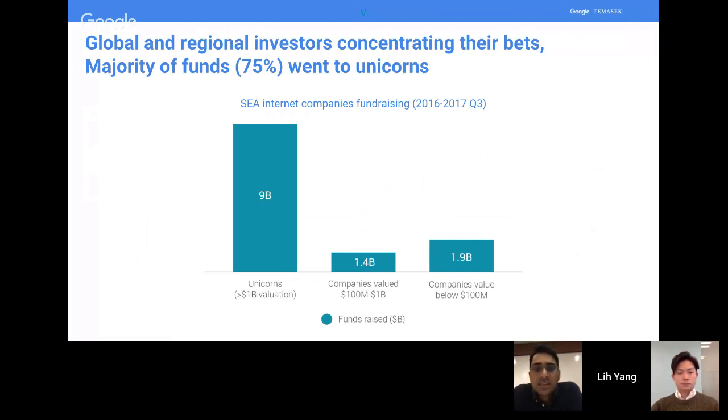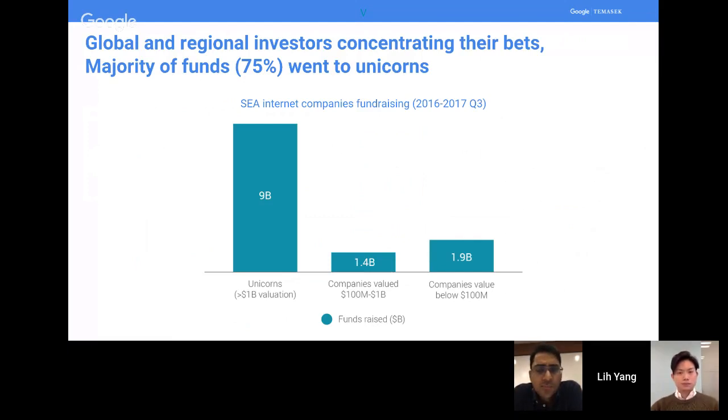But you can still see that the lion's share of investments go to unicorns because these are the companies which have already proven with their models that they are relevant to the region. Users want to get onto the services, and it's a very virtuous cycle which goes with some of these services. So very positive news on the overall funding received, and this stat specifically talks about what we've seen in the last close to 9 to 12 months.